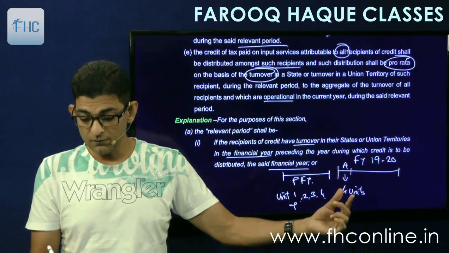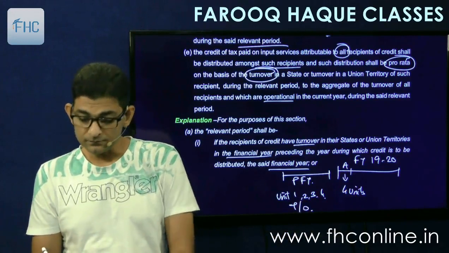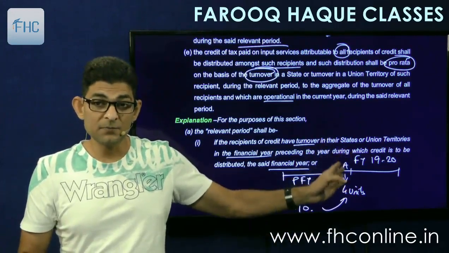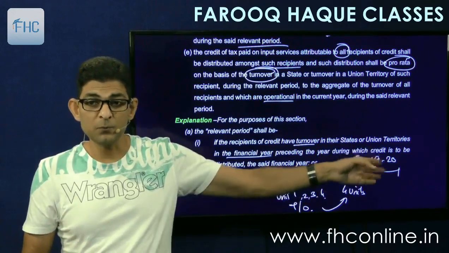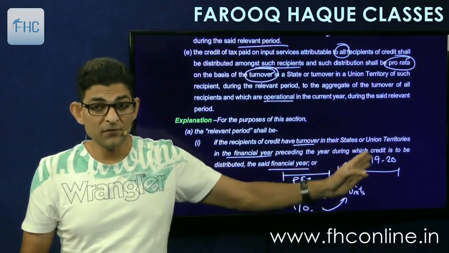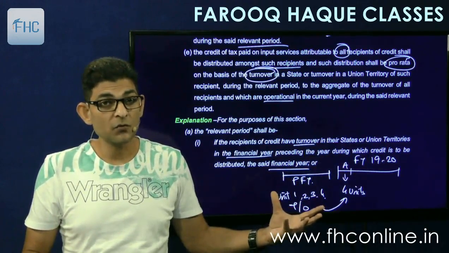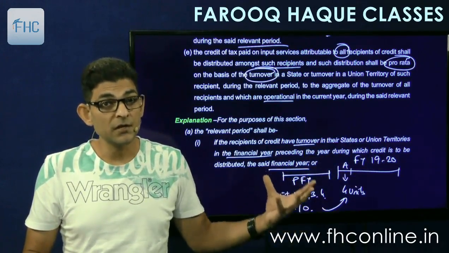This turnover will be the base for distribution for the month of April, as well as May, as well as June, and up to March. So whatever month we are distributing, the ratio will be taken as the turnovers of the preceding financial year.